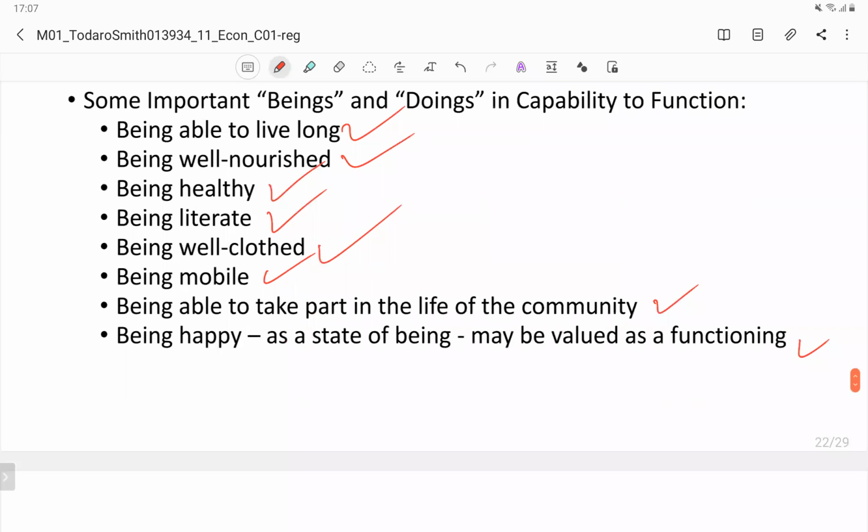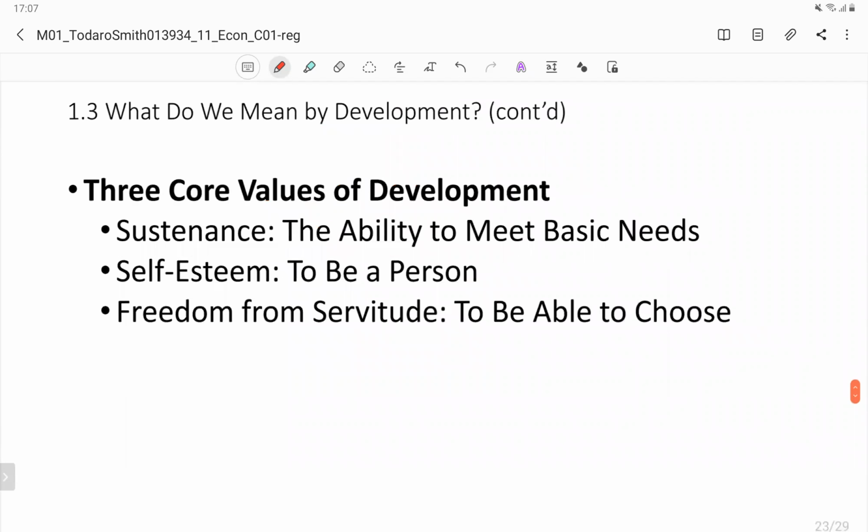So other than that, these are the core values of development. There are three core values of development. The first one is sustenance, or the ability to meet basic needs, and then self-esteem, to be a person. It has been proved that if someone is poor, they will most likely have low self-esteem, because maybe they don't have a steady job, they don't have enough income, and it hurts their self-esteem. And then the last one is freedom from servitude, or being able to choose.